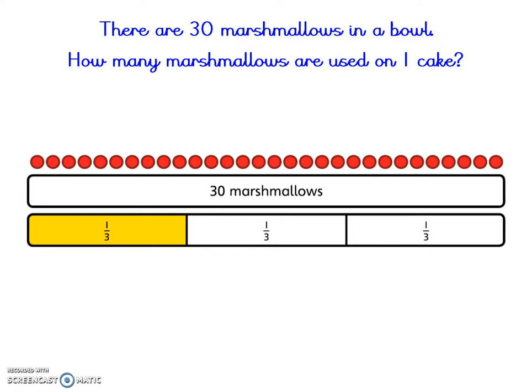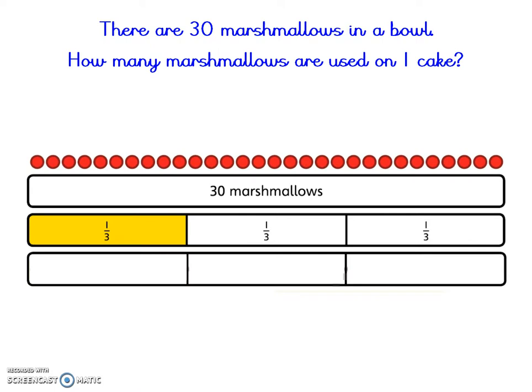So my next stage is I'm going to have to look at how I'm going to actually share out my 30 marshmallows to find 1/3. And how I'm going to do this is by simply having 3 equal parts.